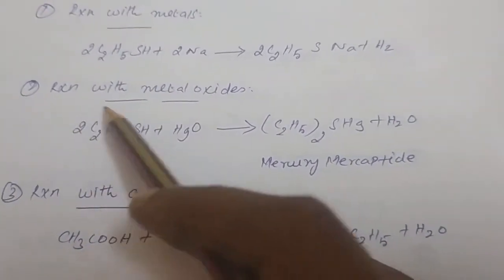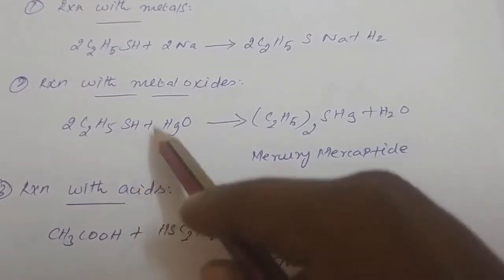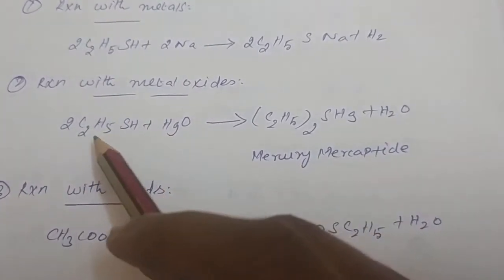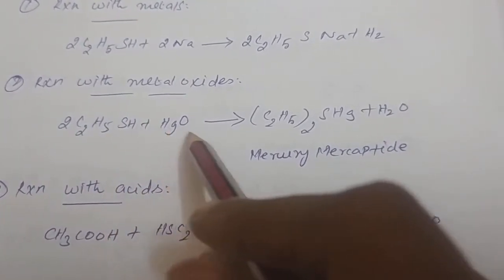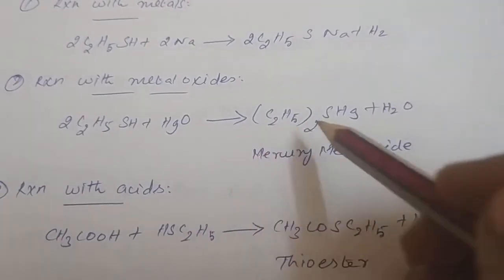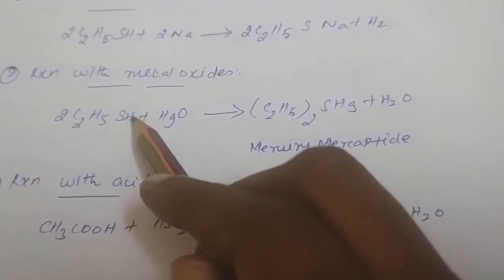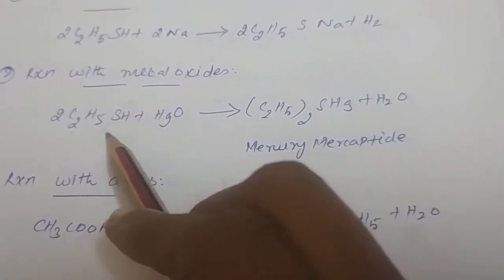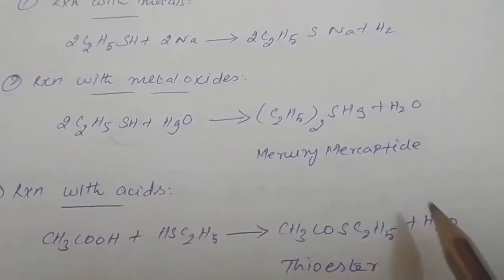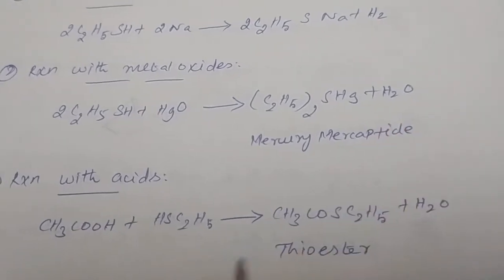So next reaction with metal oxide. So thiol reacts with mercury oxide to form mercury mercaptide. So here this hydrogen is removed as water, so this mercury is added here, so you get mercury mercaptide.